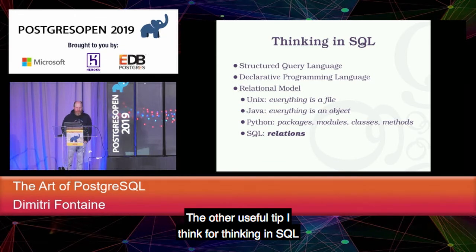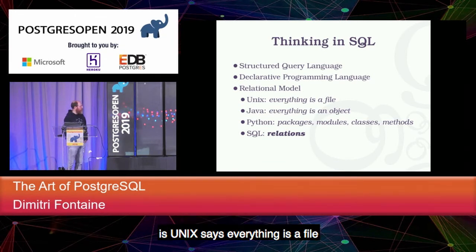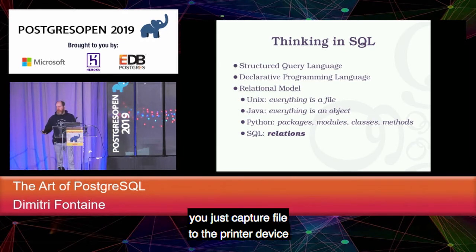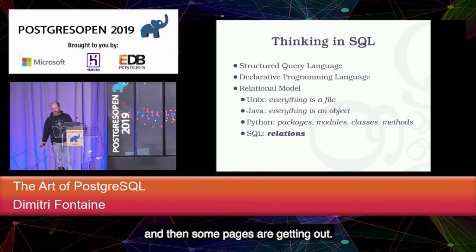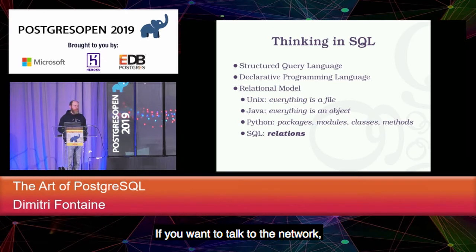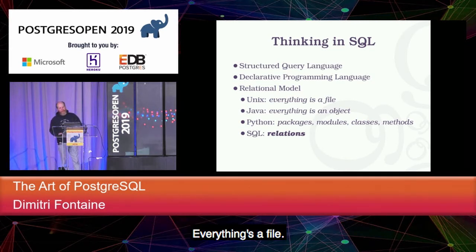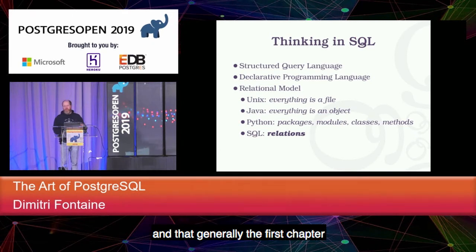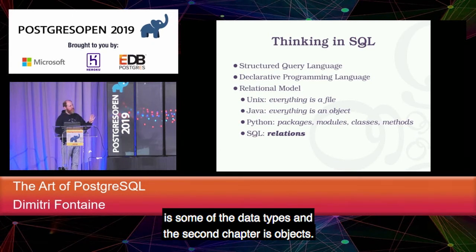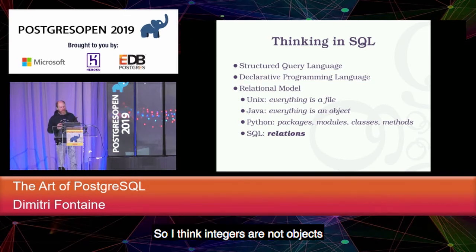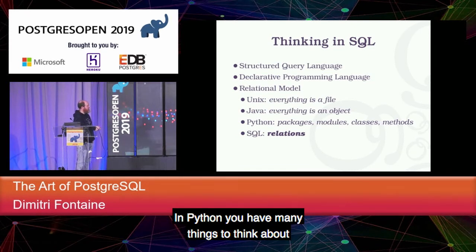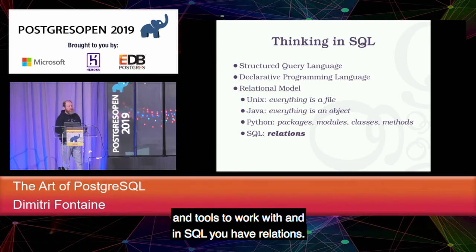Another useful tip, I think, for thinking in SQL is this. Unix says everything is a file. So if you want to print something on the printer, you just cat your file to the printer device, and some pages come out. If you want to connect to a network, you just open a socket file, and then you write to a file, and it's actually a socket, and it goes to the network. Everything is a file. Java says everything is an object, and actually the first chapter is some other data types, and the second chapter is object. So I don't know. Integers are not objects, but everything is an object. In Python, you have many things to think about and tools to work with, and in SQL, you have relations.